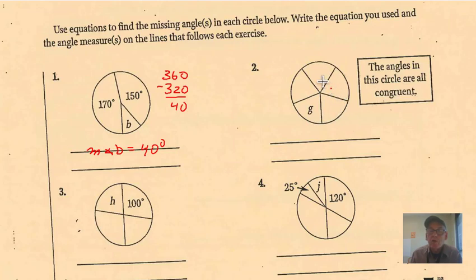All these angles are congruent. We have 5 equal angles that make 360. So 360 divided by 5 gives us 72. The measure of angle G equals 72 degrees. Each one of these angles is 72 degrees. 5 times 72 equals 360.